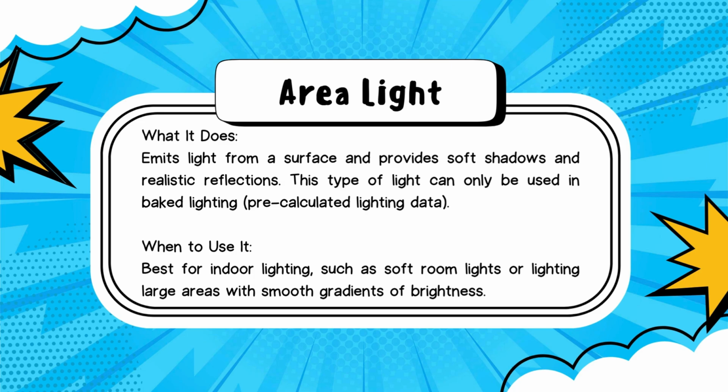Area light. What it does: emits light from a surface and provides soft shadows and realistic reflections. This type of light can only be used in baked lighting, pre-calculated lighting data. When to use it: best for indoor lighting, such as soft room lights or lighting large areas with smooth gradients of brightness.